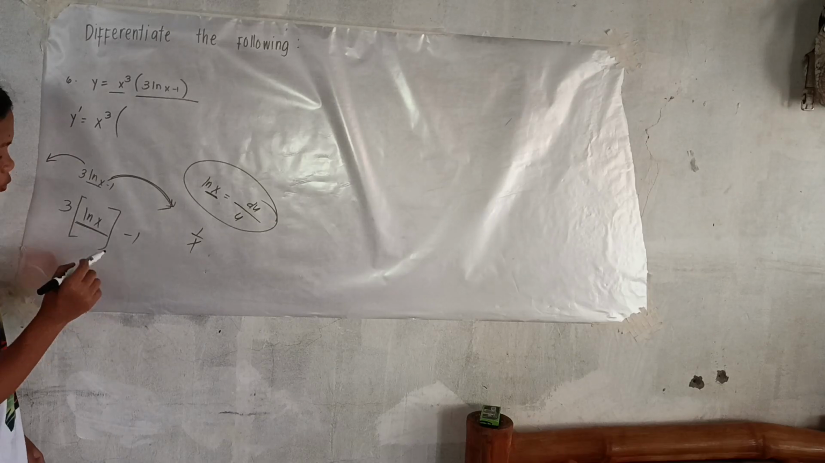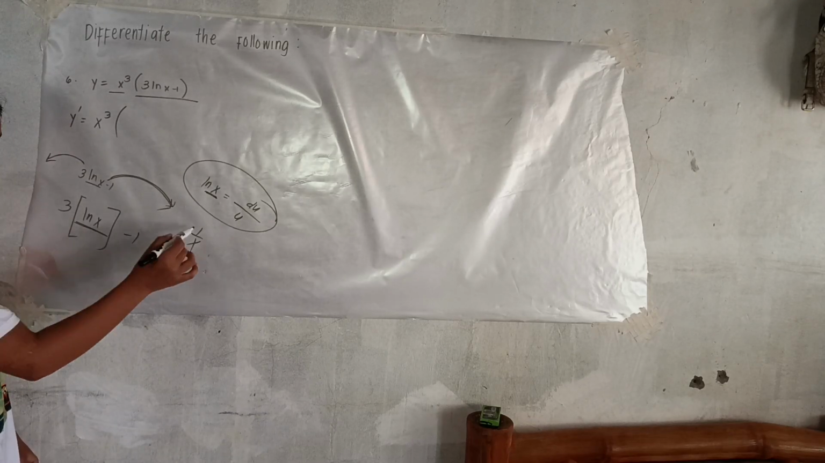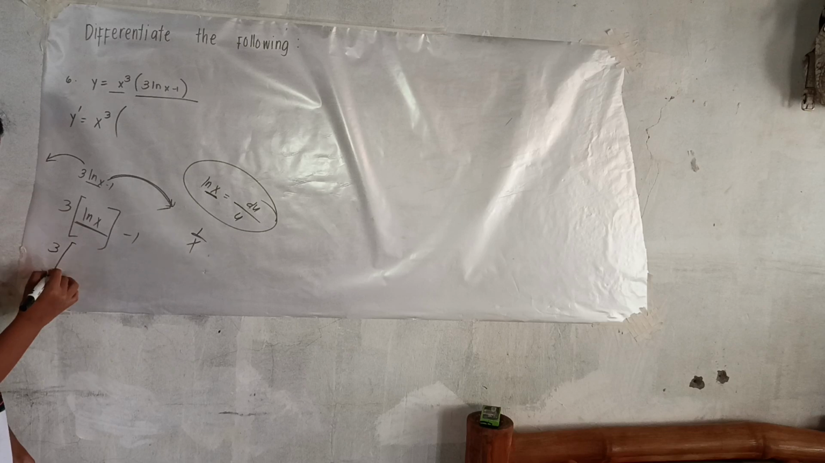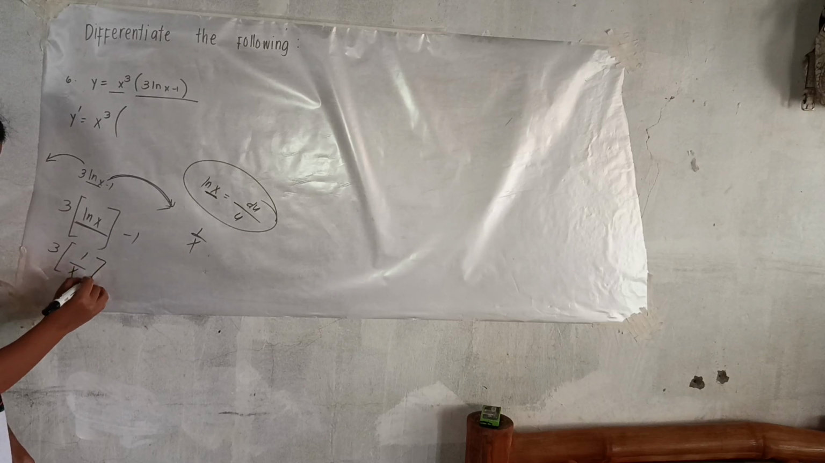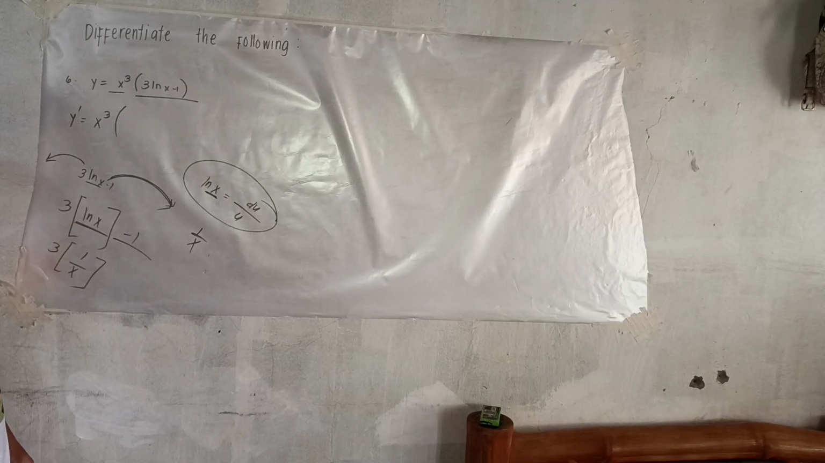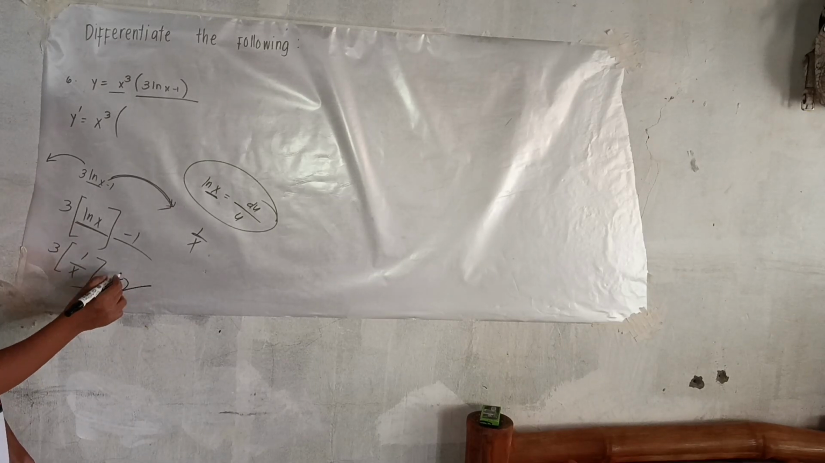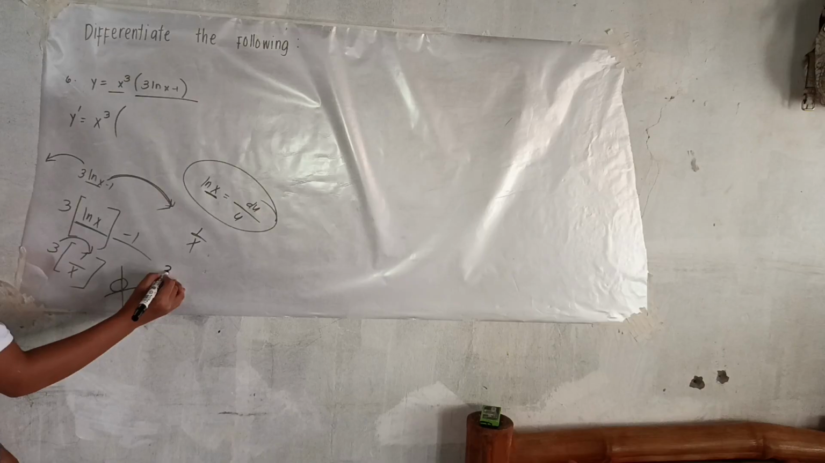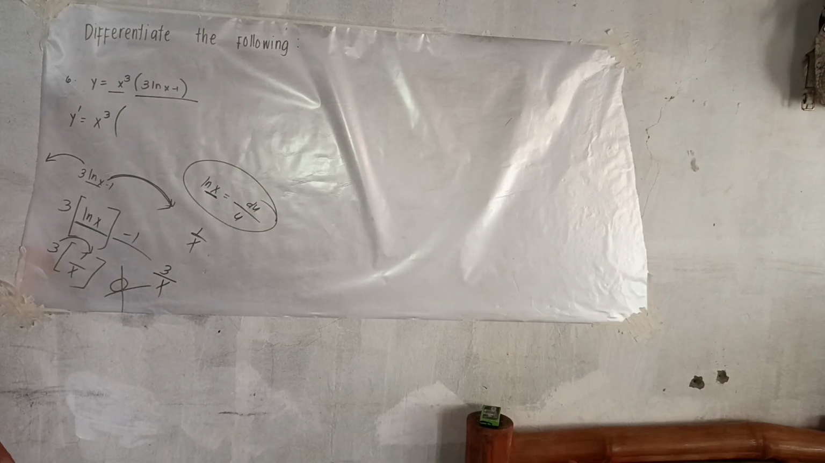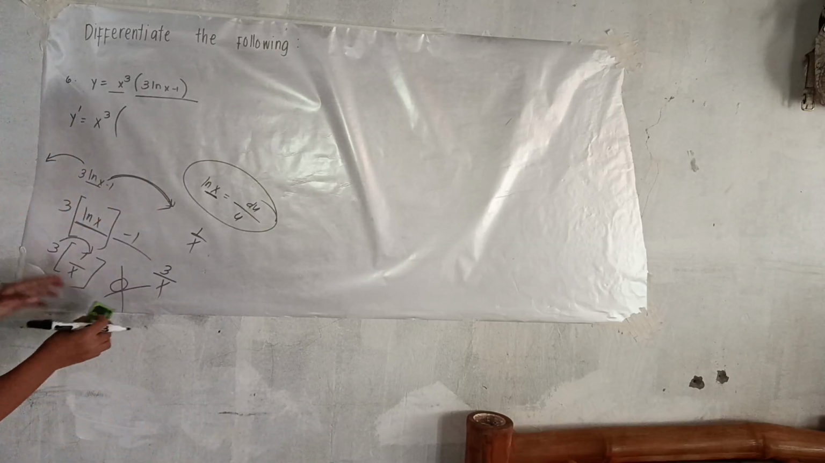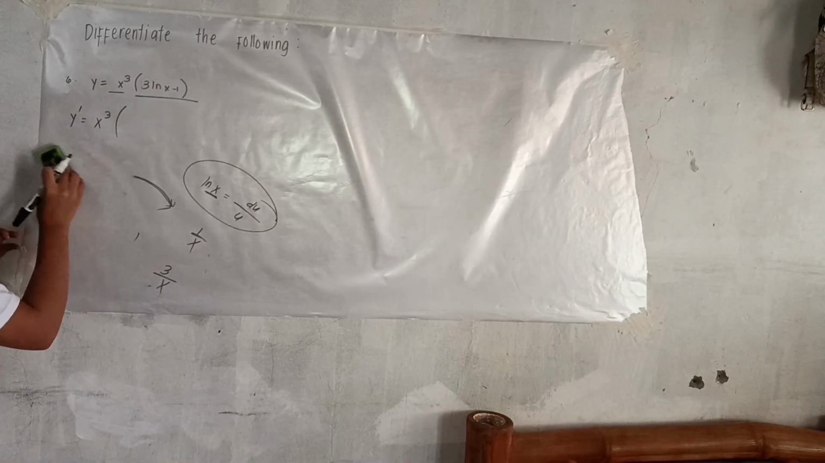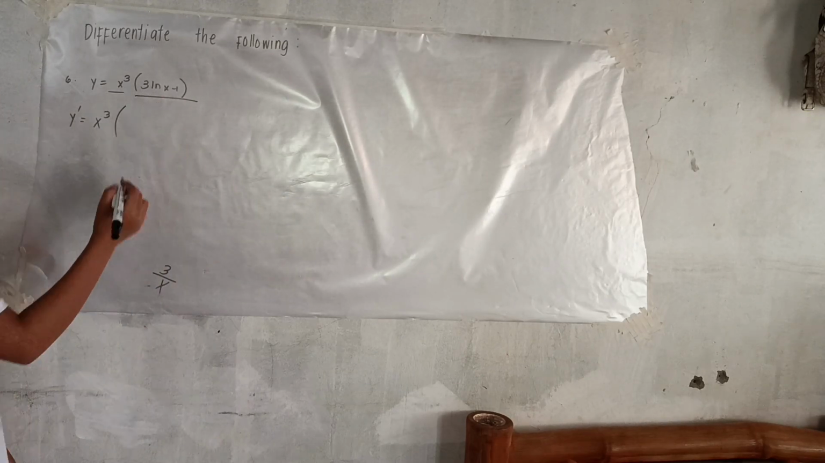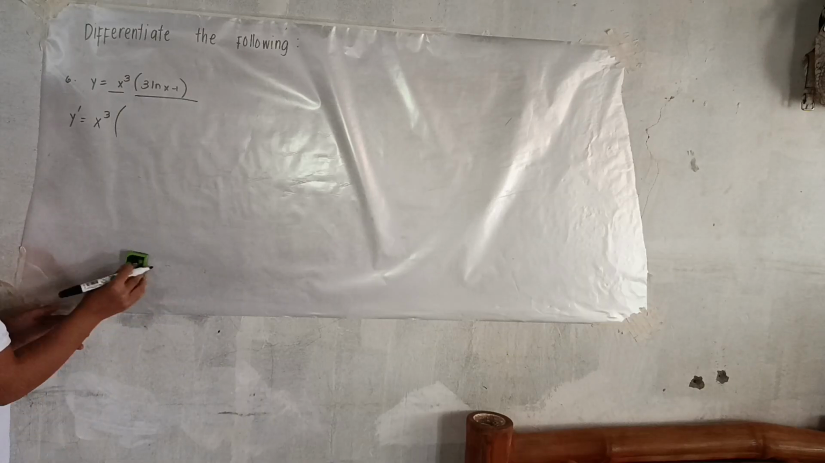It becomes 1 over x because the derivative of u, which is x, is 1 over copy the u, which is x. So it becomes 3 all over 1 over x. The derivative of any constant is 0, so the derivative of negative 1 is 0. Simplifying, it becomes 3 all over x. Therefore, the derivative of the second term will be 3 all over x.